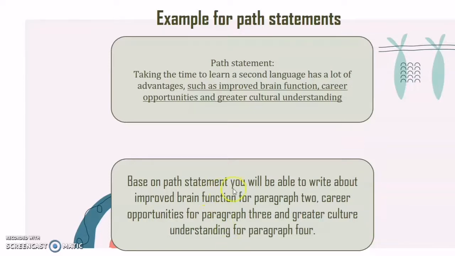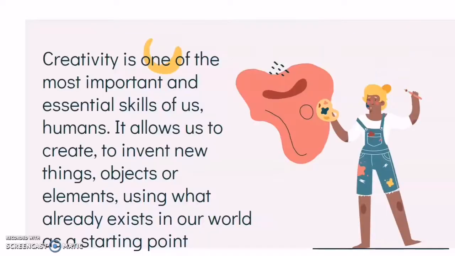Based on the path statement, you will be able to write about it if you are the author. If you want to read an essay based on the path statement, you will be able to find improved brain function in paragraph 2, career opportunities in paragraph 3, and greater cultural understanding in paragraph 4. As usual, for paragraph 1, you will start with your thesis and introduction. For the fifth paragraph, you will write about the conclusion of the topic.